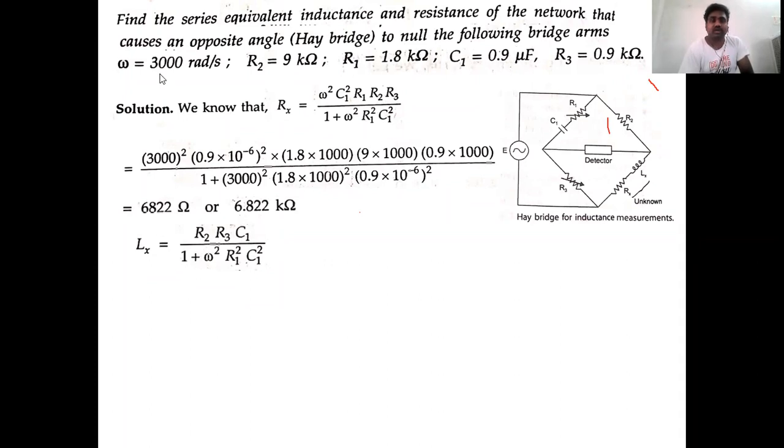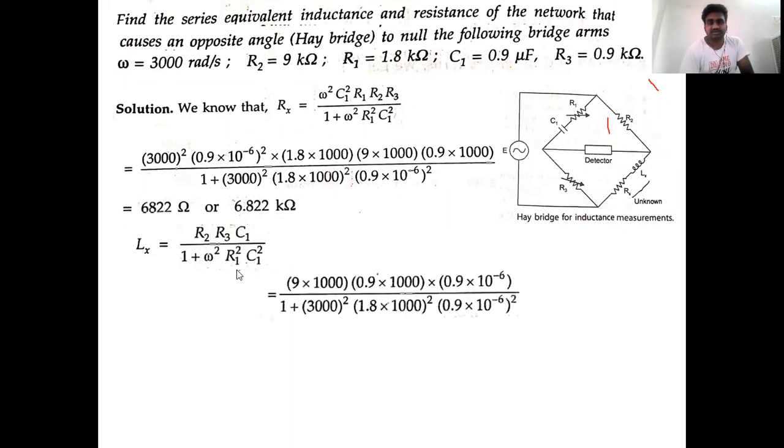What is the value of omega? 3000 square into R1. What is the value of R1? 1.8 kilo ohm whole square into C1. What is the value of C1? C1 is nothing but 0.9 microfarad. So if we substitute the values one by one in this expression, that is 9 into 1000.